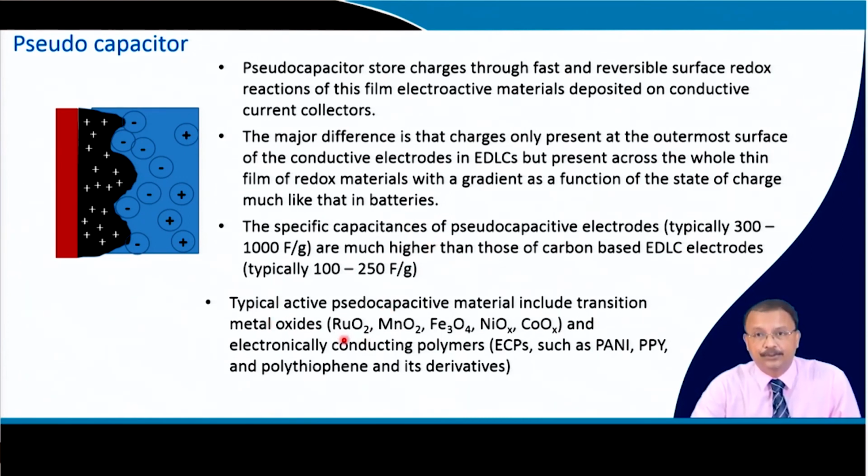So, metal oxide is used, RuO2 is already conducting. So, you do not need to add any conductive additives in RuO2, but oxides like manganese oxide or other transition metal oxides are used. So, this is one type of material. Electronically conducting polymer, I already talked about it. So, ECP, they are also the candidates, particularly PANI and PPY and polythiophene, and also its derivatives, they are used as the pseudocapacitative material.